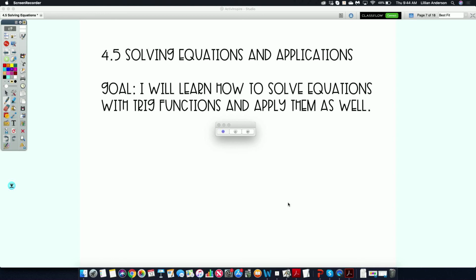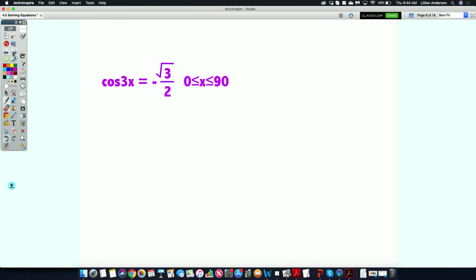All right, let's take a look at an example. When you have something like cosine 3x equals negative square root of 3 over 2, and x is bounded between 0 and 90. The thing is that the domain is with respect to x, but we're looking at 3x. And we don't have an identity that has 3x in it, do we? No, we have one with 2x, which means we could probably rewrite it if it was 2x. But with 3x, we're going to need to adjust the domain so that when we find our solutions, we include all of them.